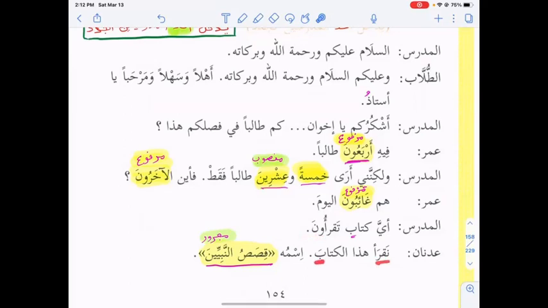نقرأ هذا الكتاب. We are reading this book. نقرأ هذا is مفعول به, and الكتاب is the بدل. نقرأ فعل مضارع مرفوع بضمة, فاعل مستتر تقديره نحن. We. نحن is the فاعل مستتر. هذا الكتاب اسمه, the name of it, that book is قصص النبيين, the stories of the prophets. Stories of the prophets. So see, قصص النبيين.